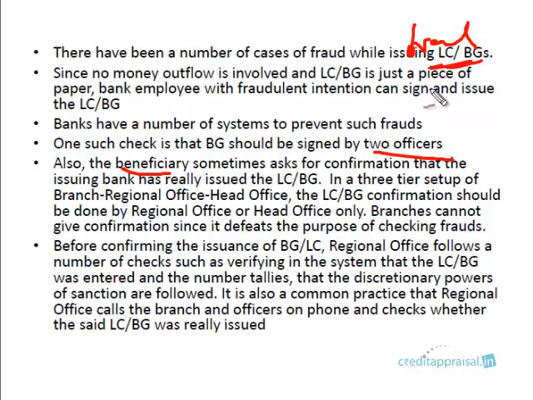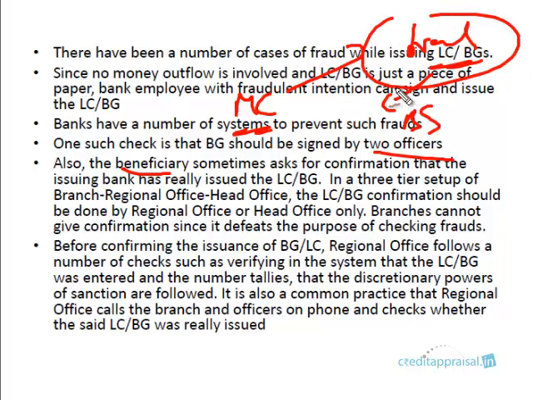So there is a branch manager who has fraudulently issued the BG, right, in favor of, say, the municipal corporation. Now the municipal corporation will ask confirmation from the bank that this BG is really issued. They won't write to the branch manager. That is ridiculous. If this branch manager has fraudulently furnished this BG, there's no point in going back to him and asking whether you have issued it or not.